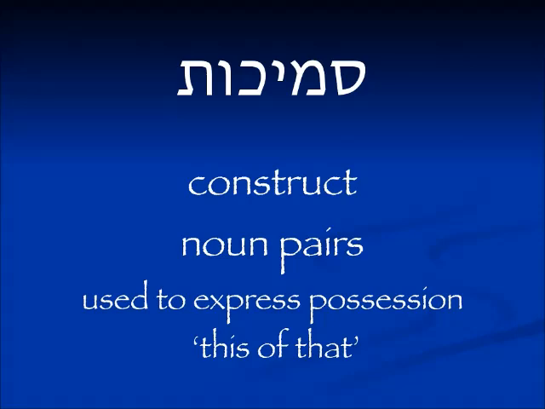This is called smichut in Hebrew. The idea is that there are two nouns and one is leaning on the other for meaning. Sometimes it's called noun pairs. And it is used to express possession, or as we say, this of that, the book of David.